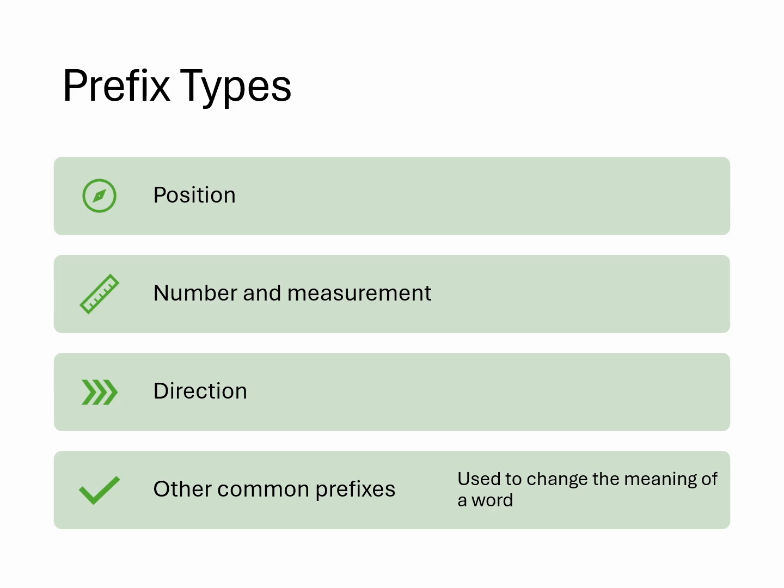Medical prefixes are grouped according to how they modify meaning. We categorize them into four major groups. Position, which tells us where something is located. Number and measurement, which indicates quantity or size. Direction, which shows movement or orientation. And other common prefixes, which is a broader category used to alter meaning in various ways. These categories help organize your learning and show patterns that appear in medical word building.